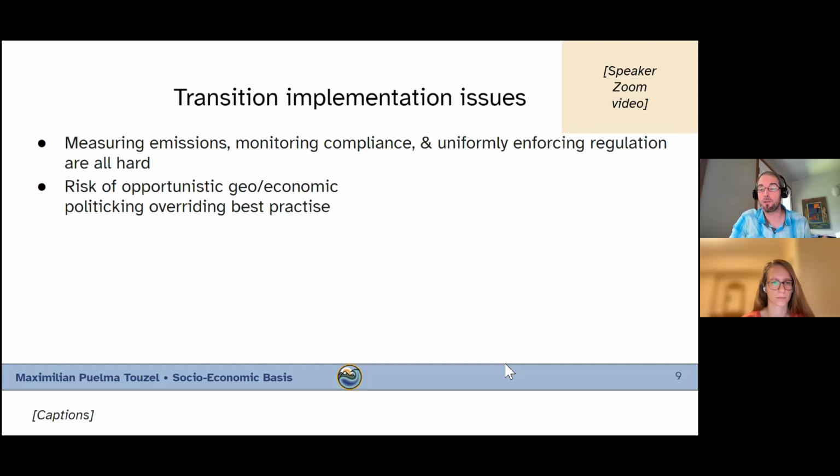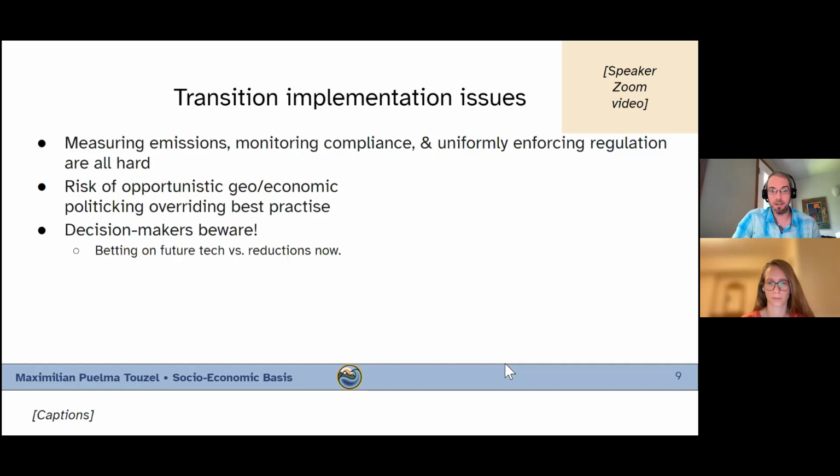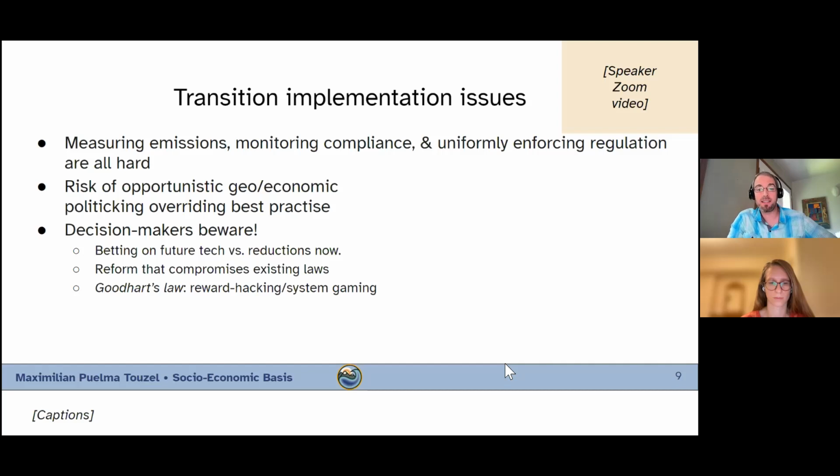So for instance, promises of profitable future innovation can outshine calls for more effective and cheap reductions that we could do right now. Or allowing existing law to be rewritten opens the door to self-interested attacks on existing regulation. Another issue is something called Goodhart's law, which is that it's non-trivial to design transition incentives that get target actors to make the intended changes. And target actors can even respond in unintended ways that make the problem worse.